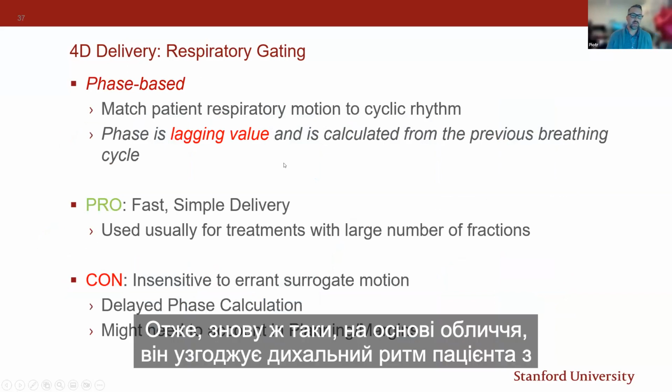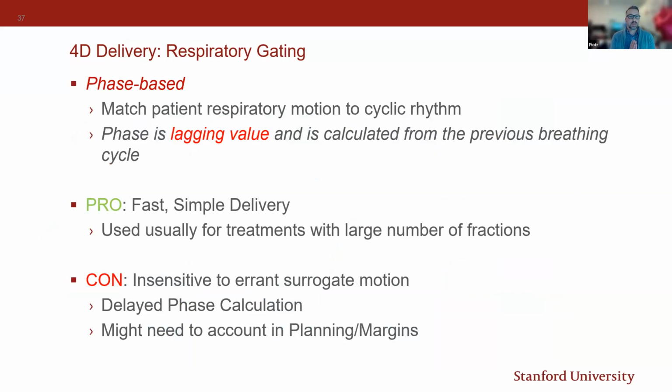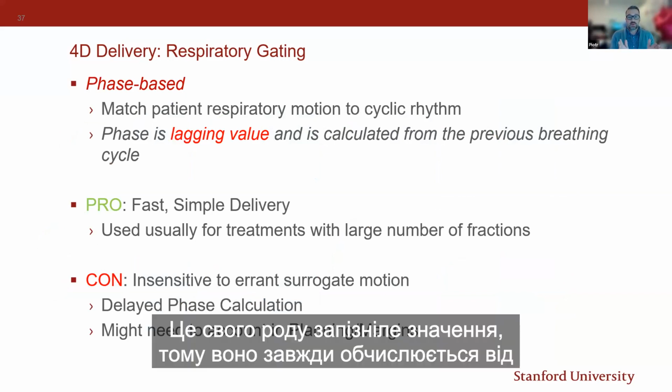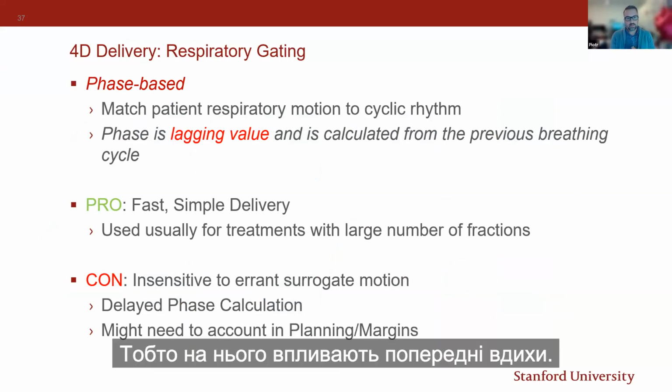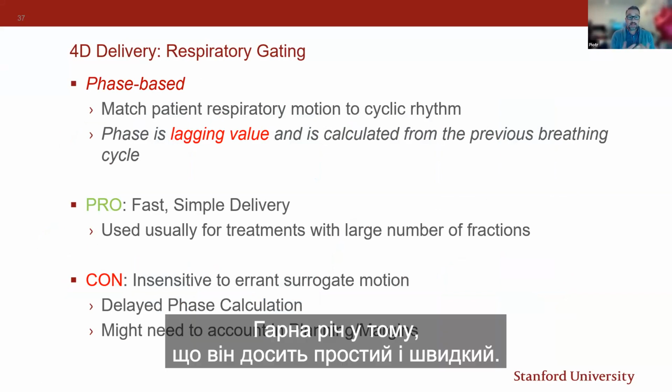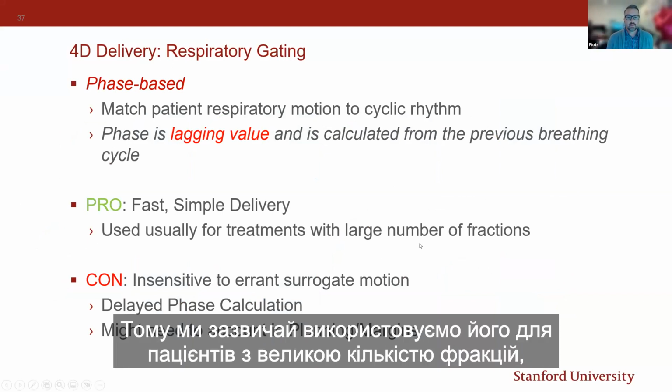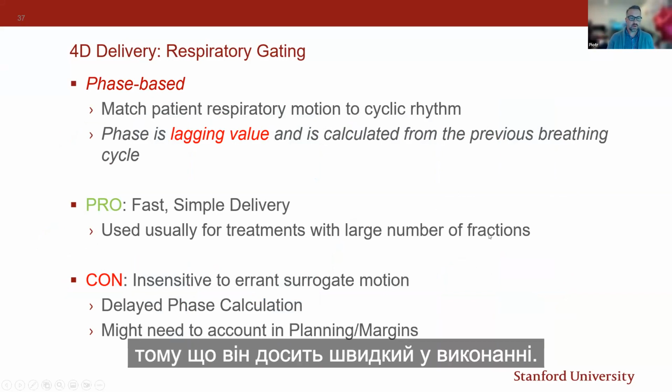Again, phase-based matches the patient's respiratory rhythm to a cyclic rhythm. It's a lagging value, so it's always calculated from the previous breathing. The nice thing about it is it's quite simple and fast. So we usually use it for patients with a large number of fractions, because it's pretty quick to deliver.